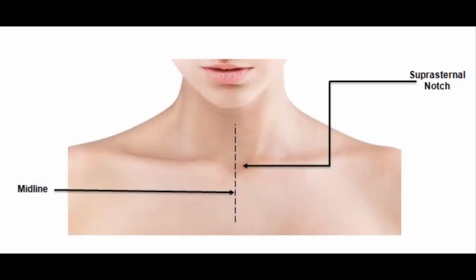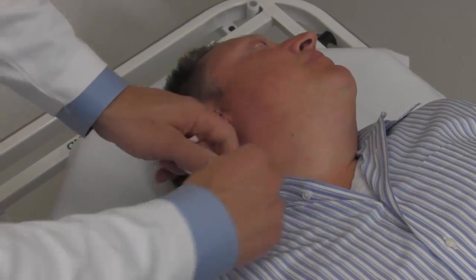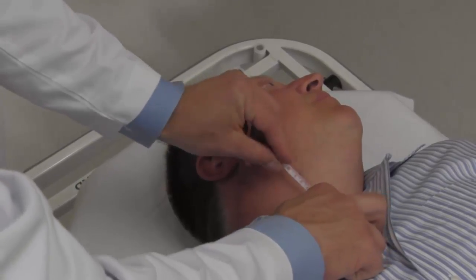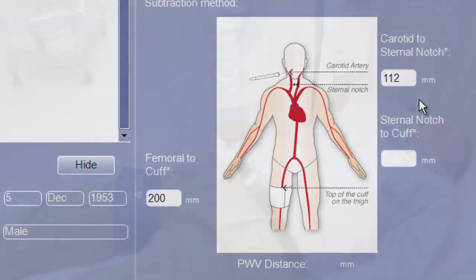In preparation for distance measurement, first identify the suprasternal notch. It is located in the midline of the body at the top edge of the sternum bone. Now, measure the distance in a straight line from the suprasternal notch to the point of the carotid pulse previously marked. Enter this distance into the carotid to sternal notch field.